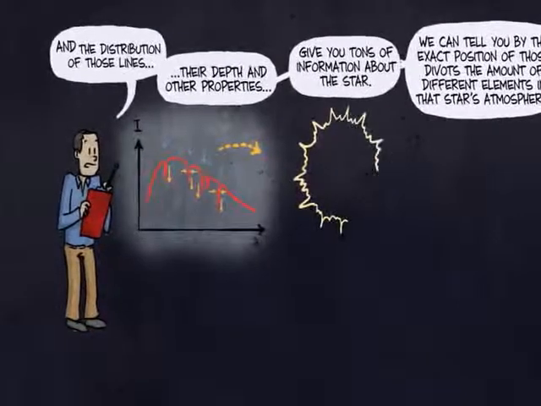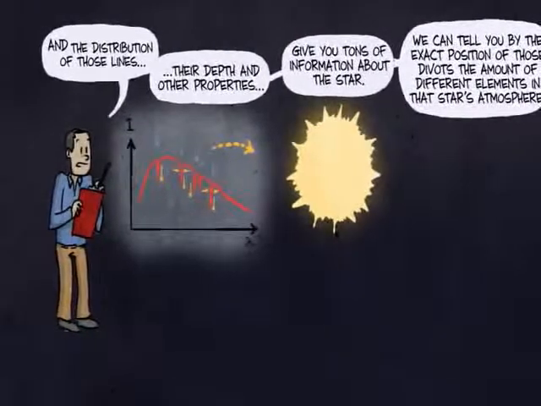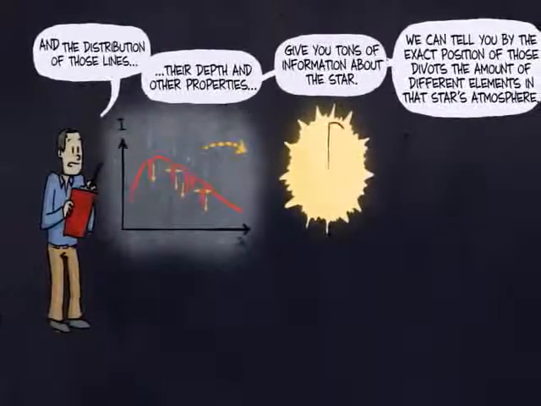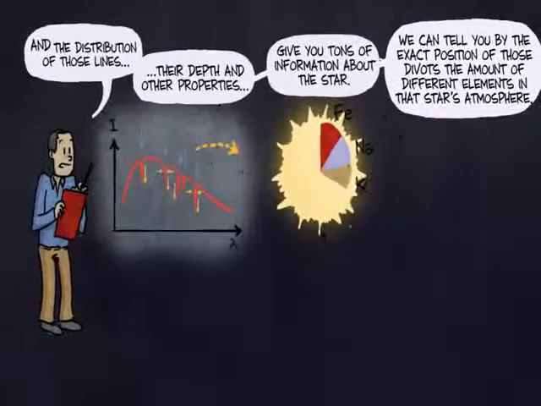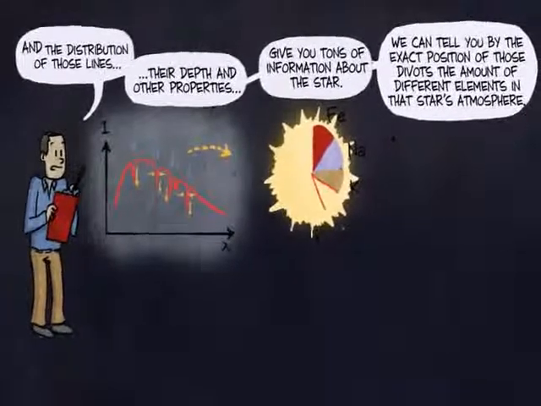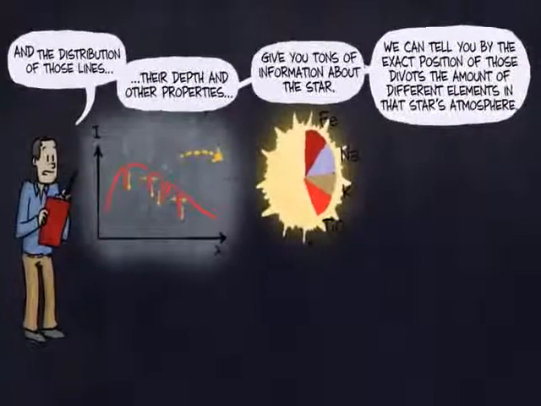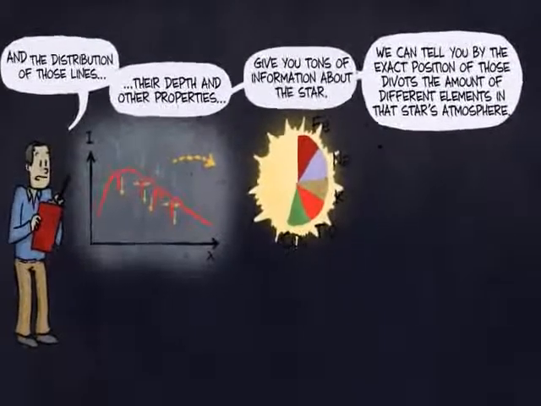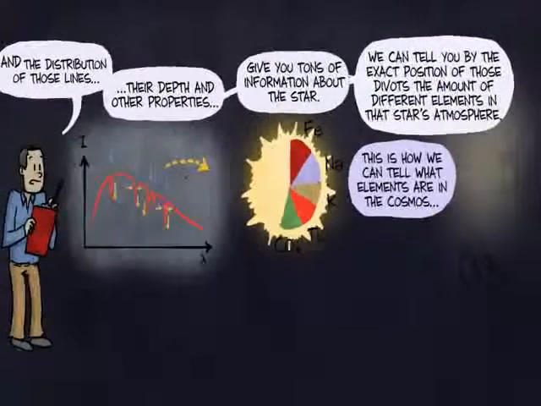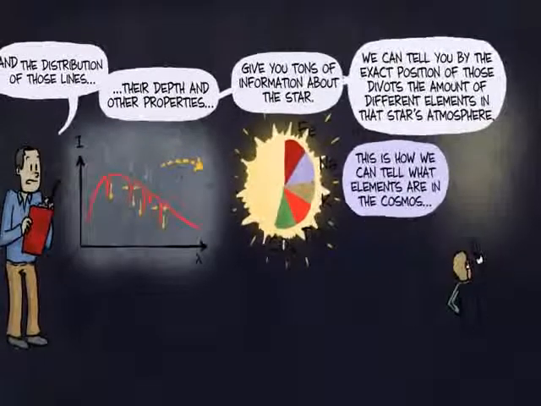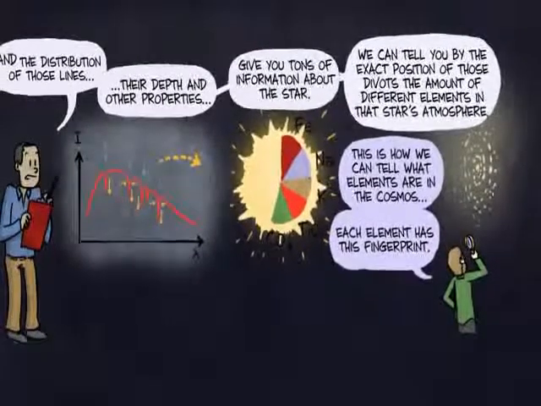By a detailed study of the exact positions of those little divots, we could tell you the amount of iron, the amount of sodium, the amount of potassium, the amount, in some stars, of titanium oxide or carbon monoxide that's in the star's atmosphere. This is how we can tell what elements are in the cosmos, because each element has its little electronic fingerprint.